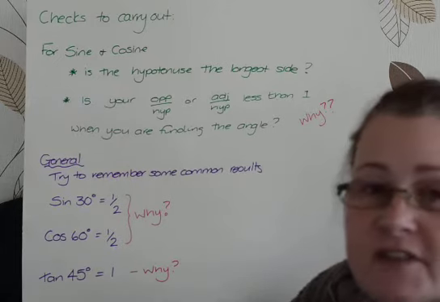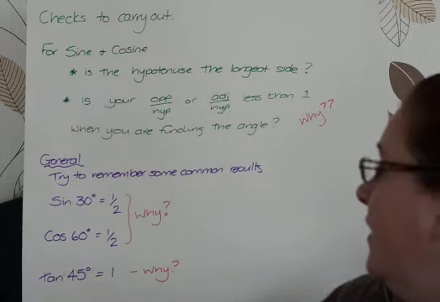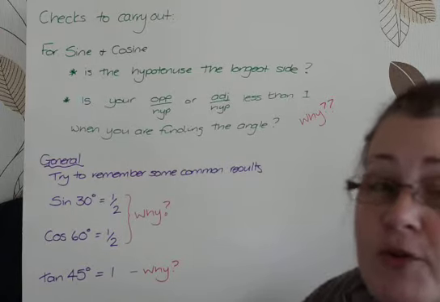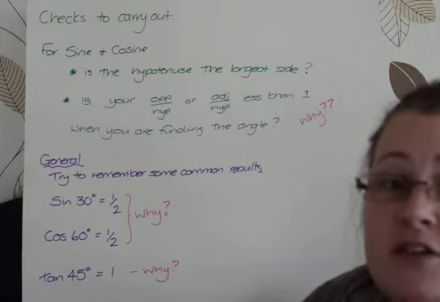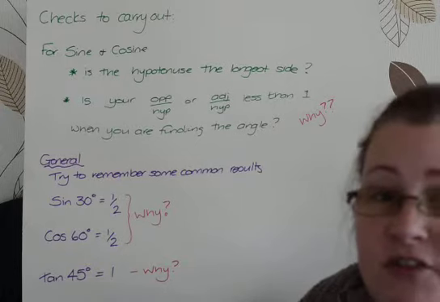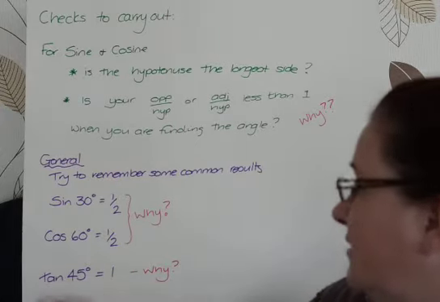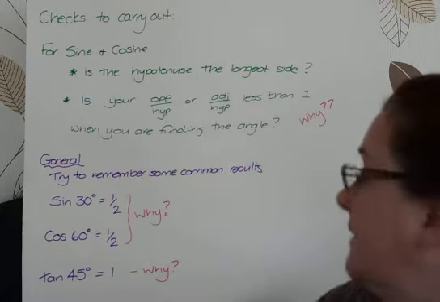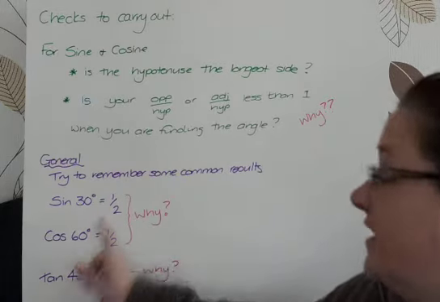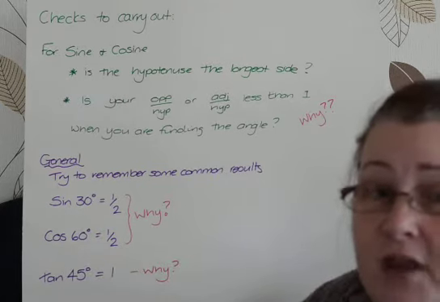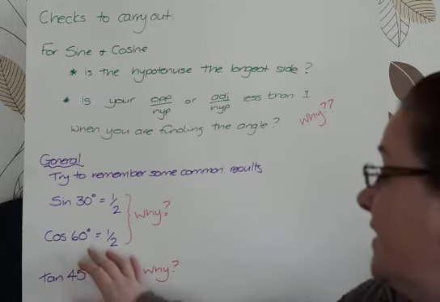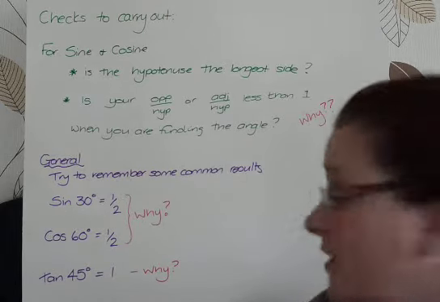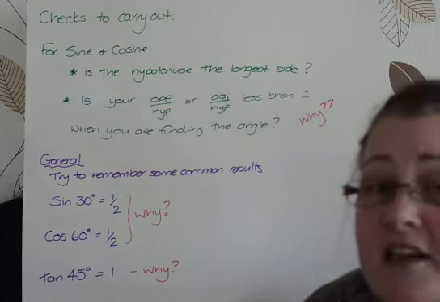Now there are no tricks for tan, so I've not put any up here. But what is really handy to know is just some of the common values. If you move up into year 12 and 13, you'll get to know more of these. But these are some of the really easy ones that you can start learning now. Sine of 30 equals a half, always. Cos of 60 equals a half, and again my question to you is, why is that the case?